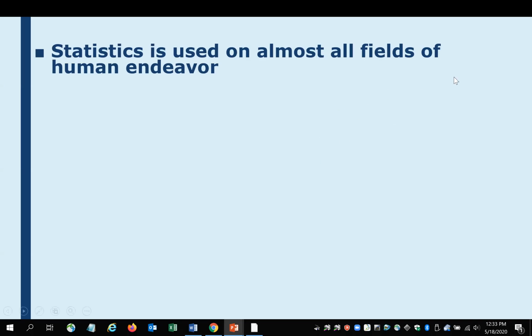Statistics is used in virtually every field of human endeavor. I mean, across the board, regardless of whether your major is business or political science, nursing, dental hygiene, communications, regardless of what your major is, at some point you are probably going to encounter, need to use, or interpret statistics.